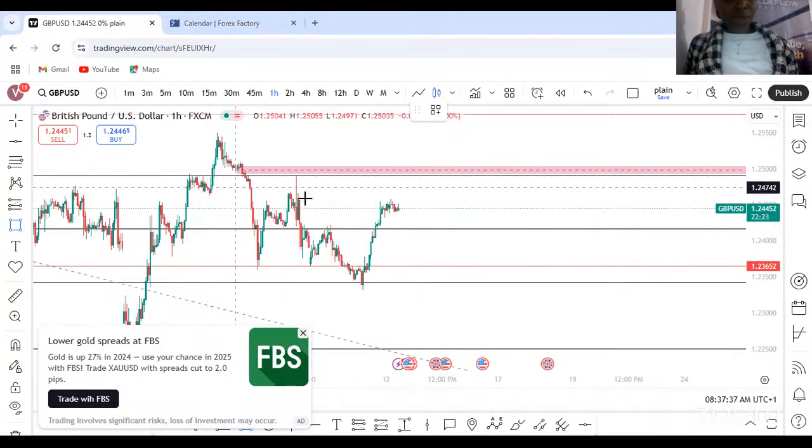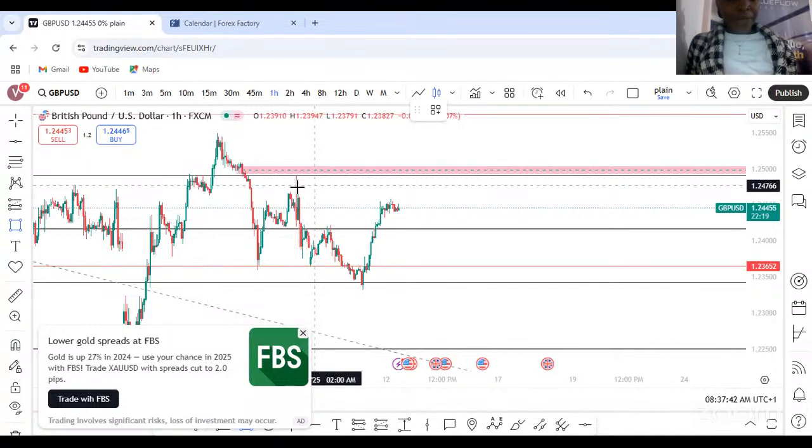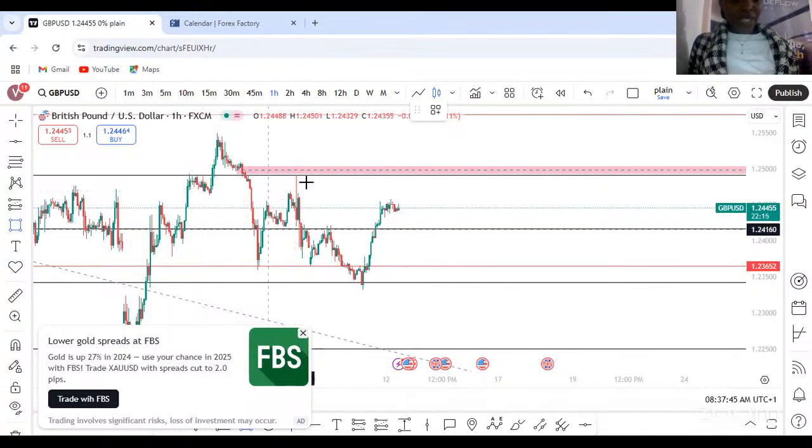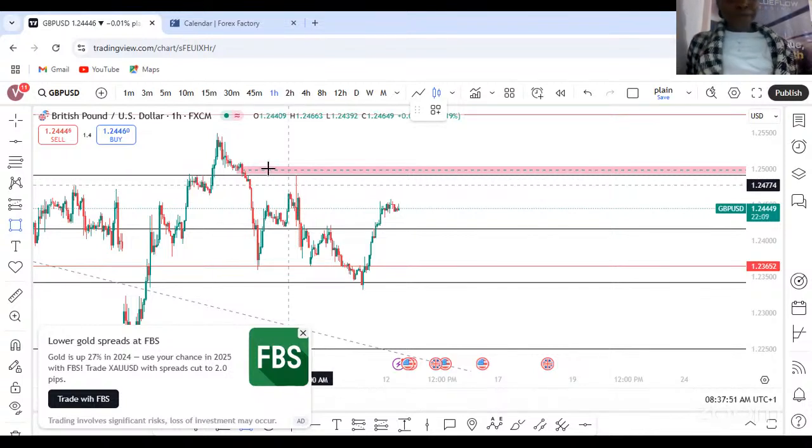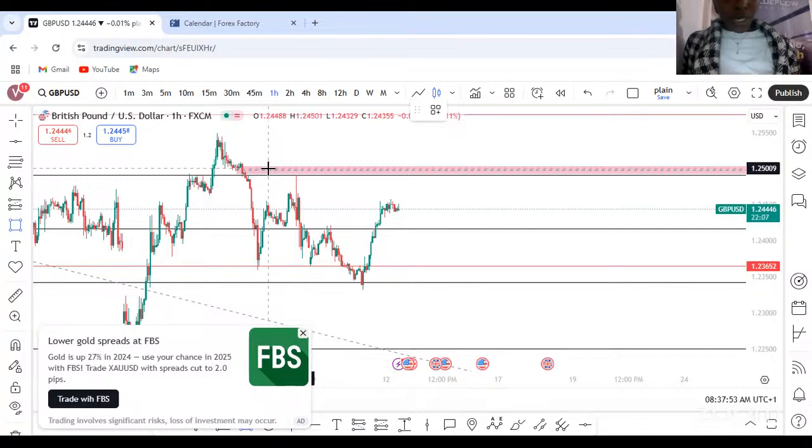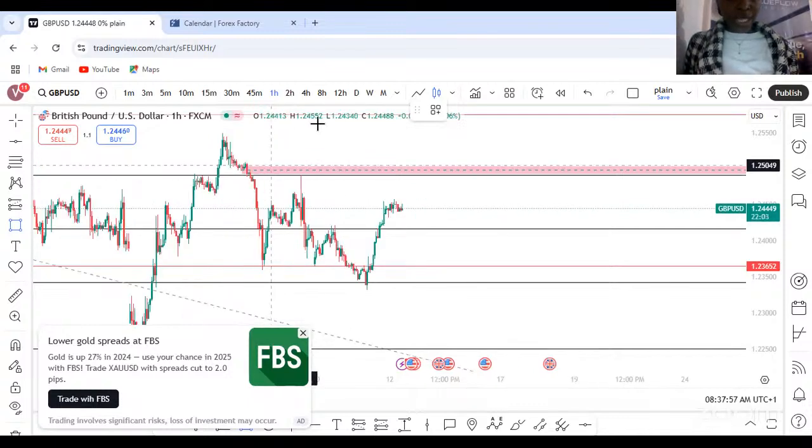Once I saw price tapping into this level, there was news released last week, I think it was NFP or so. Price tapped into this very level after the release of the news. And once I saw price tapping into the level, I took the sell on GBP USD and I caught a few pips. Then I got out of the trade.